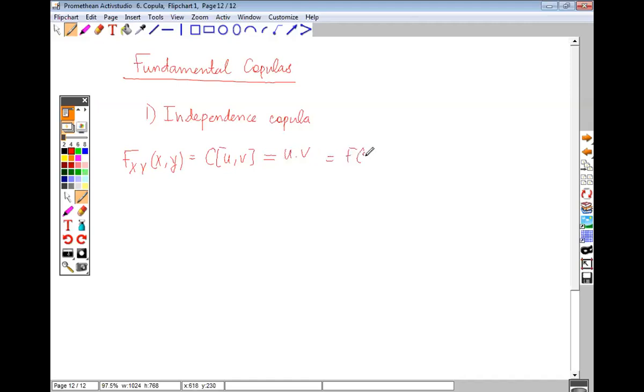So what is my U? My U is just F of X. And what is my V? It is just F of Y. So remember, what is capital U and capital V? It is the CDF, F of X and F of Y, right? Just to be precise, we have this.